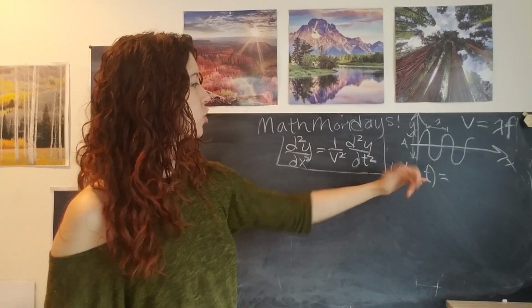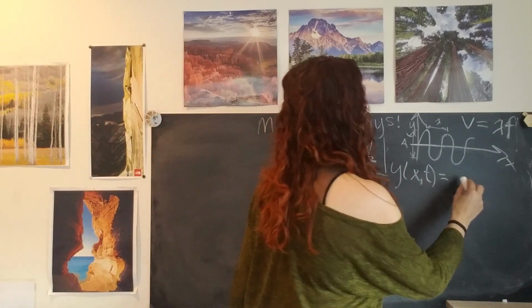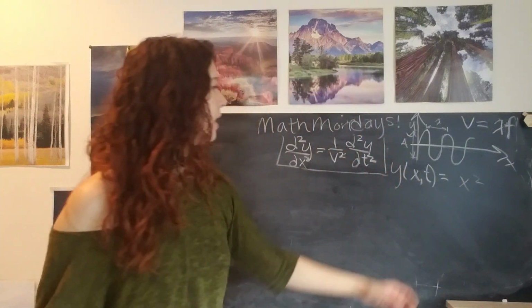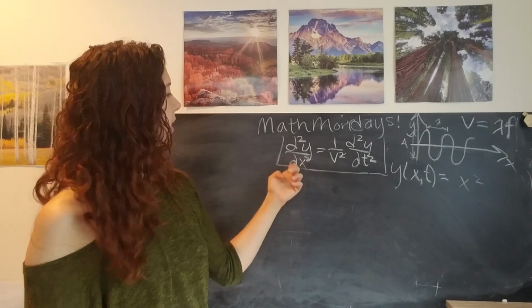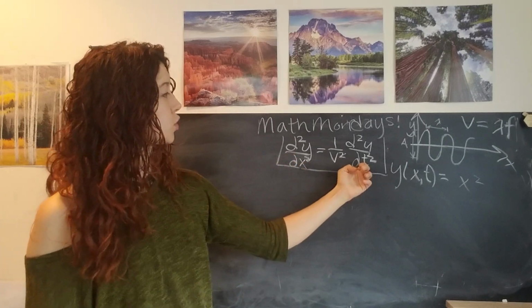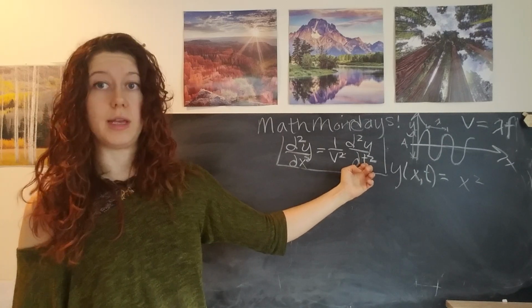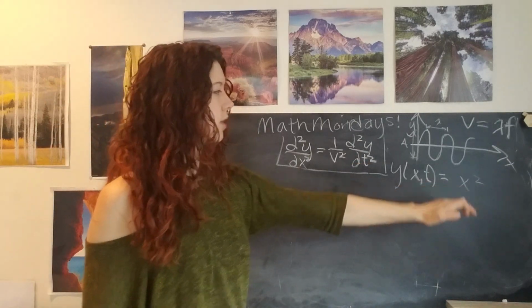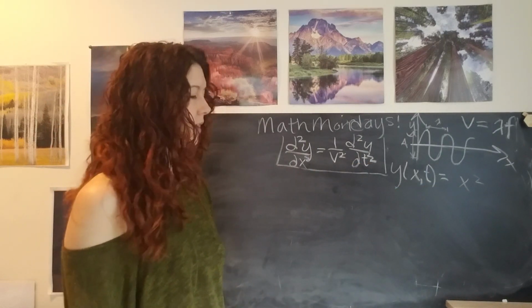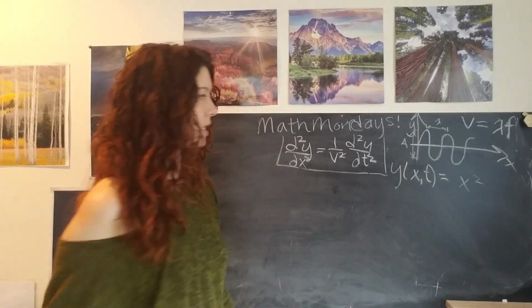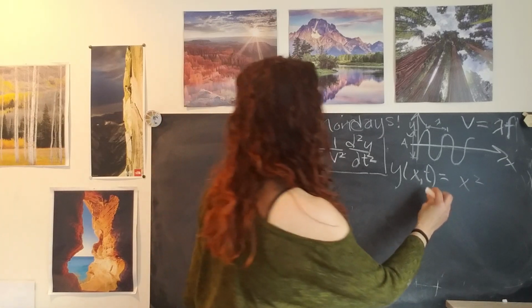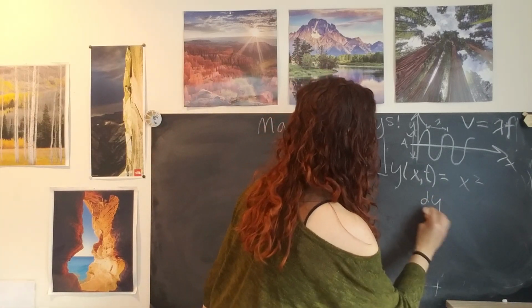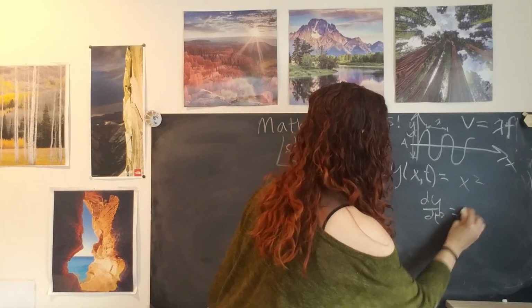So whatever function I propose, let's say I propose x squared, if I were to take the second differential with respect to x and the second differential with respect to t, it must obey this equation. So do you think this solves that? If I take the second differential with respect to t, what do I get? Nothing. Oh, phoo. So in this case, d²y/dt² equals 0.